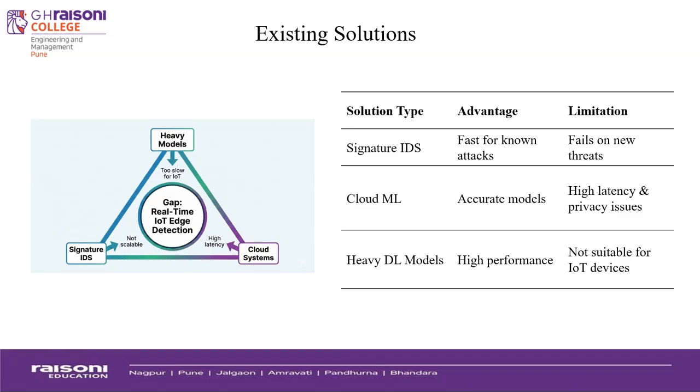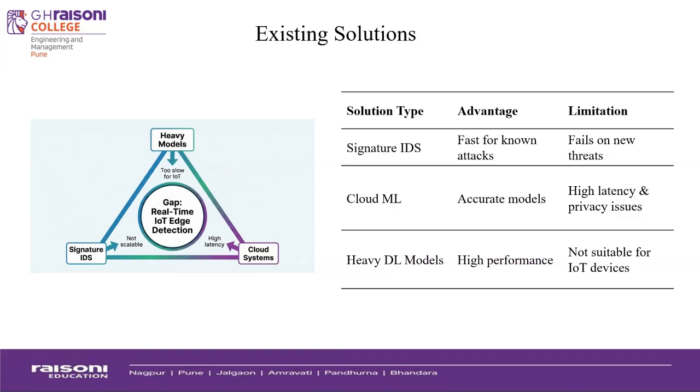Before designing our system, we examined the existing solutions being used in the domain of IoT security and anomaly detection. Most traditional security mechanisms rely on signature-based intrusion detection systems, which match incoming traffic against a predefined list of known attack signatures. While this approach works for already identified threats, it completely fails when the attacker modifies their behavior or uses new, previously unseen patterns.